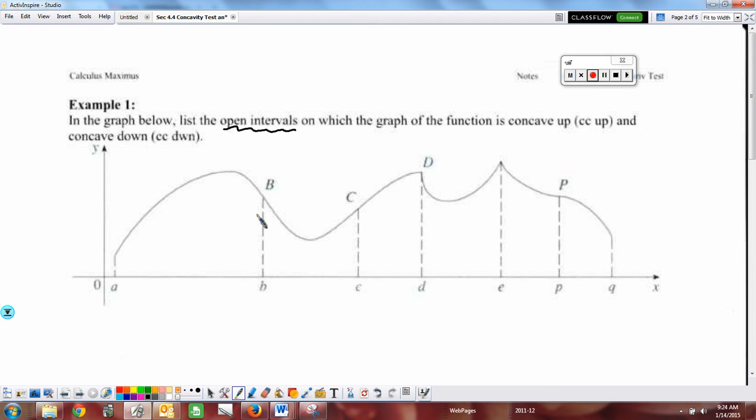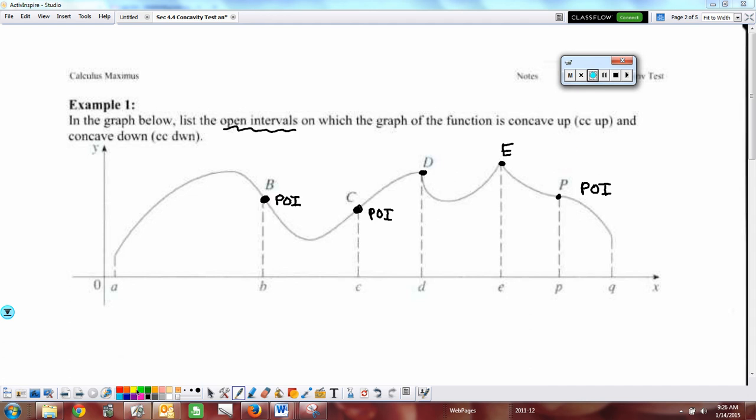So, we're assuming that right here at B, this is going to be what we call a point of inflection, a place where it switches concavity. C is going to be a point of inflection. And then we have a cusp here at D. And over here at E, we have another cusp. And then P is going to be a point of inflection.